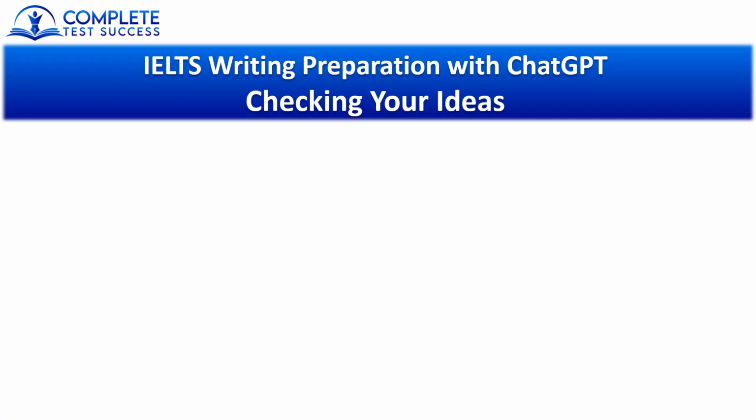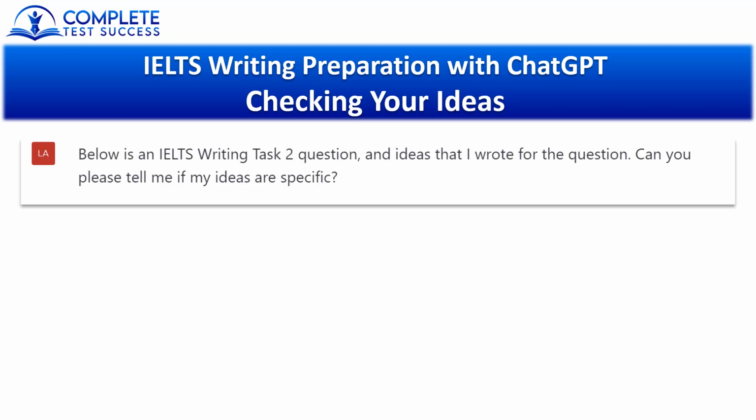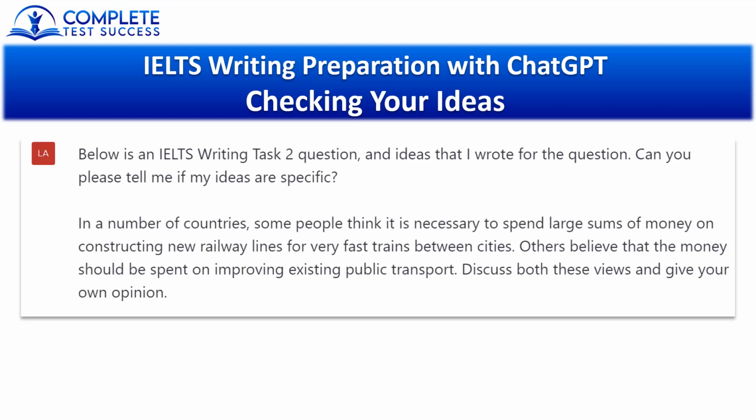Then I went to check if my ideas were vague or specific. So I typed in, "Below is an IELTS Writing Task 2 question and ideas that I wrote for the question. Can you please check if my ideas are specific?" Then I pasted the question and pasted in my ideas. However, this time the software was not as good at telling me if my ideas were appropriate or not. With relevant and irrelevant, it was very effective, but with vague and specific, it seemed to struggle a bit more, and the advice was not as reliable in this situation.